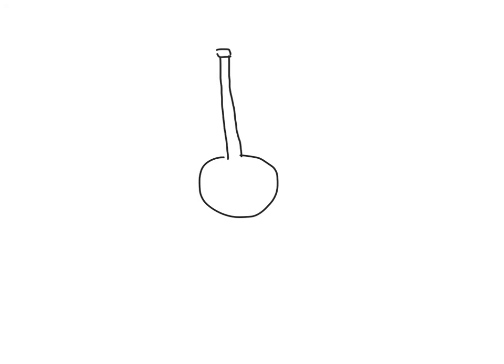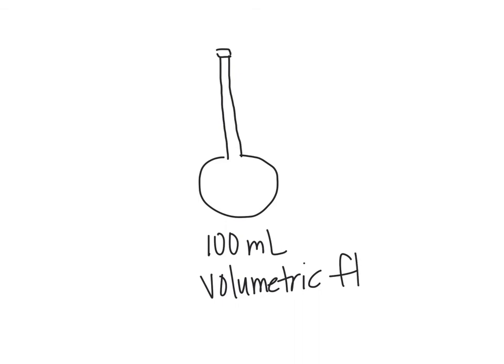So if we wanted a total of 100 mils of this solution, then we would get a 100 mil volumetric flask. Once again, these come in many different sizes. We have little baby ones that are like 10 mils, and then we have giant ones that are like 2 liters. The volumetric flask only has one calibration mark on the neck. So if this is a 100 mil volumetric flask, then when it is filled to the line, you know it contains 100 milliliters.